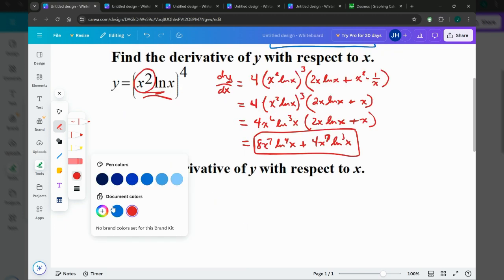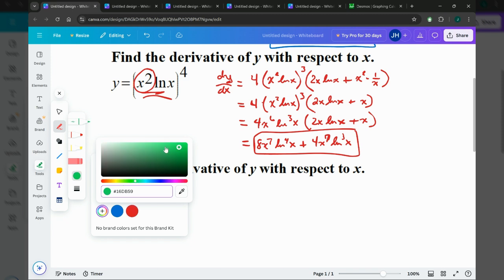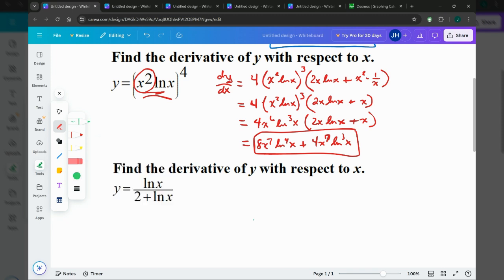Now, I don't know if I'd consider this next problem difficult, but it definitely involves a rule other than just something simple. This involves a quotient rule. If I'm going to take the derivative of y with respect to x, I have to take the derivative of the top, which is 1 over x, times the bottom. This time it's minus the top, which is the natural log of x, times the derivative of the bottom. And the derivative of the bottom would be 0 plus 1 over x. And this would be all over 2 plus the natural log of x squared.